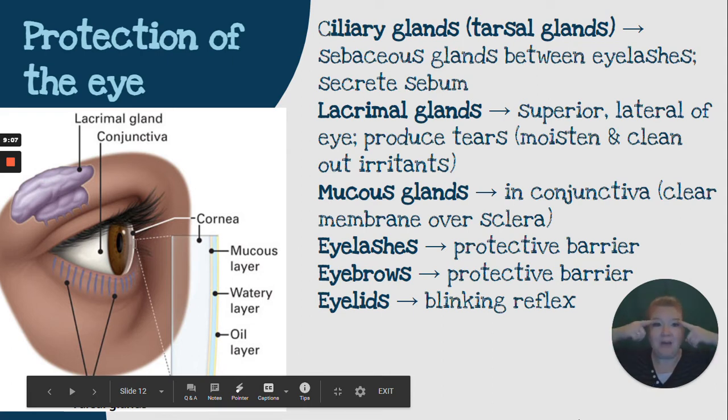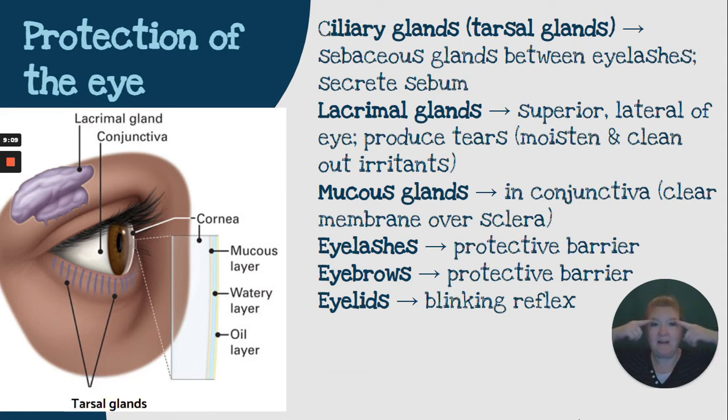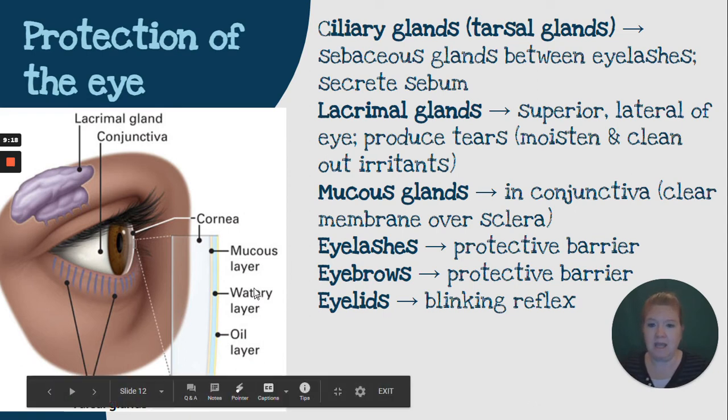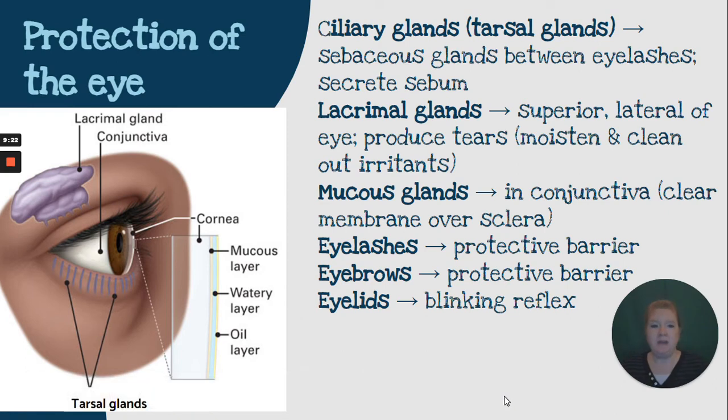Okay. Then we have lacrimal glands, and lacrimal glands are at the superior lateral part of the eye. So here they produce tears, and that helps to moisten and clean out irritants from our eye. So that would be the watery layer. Okay. And then we have mucus glands. And where are mucus glands? They're found in the conjunctiva.